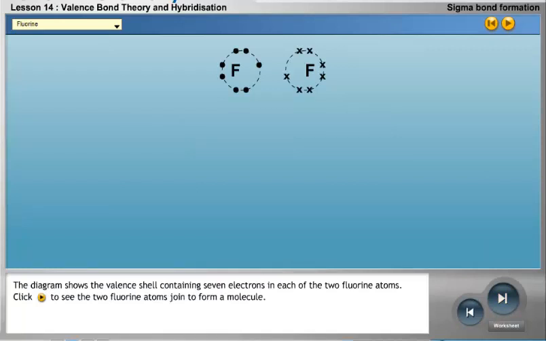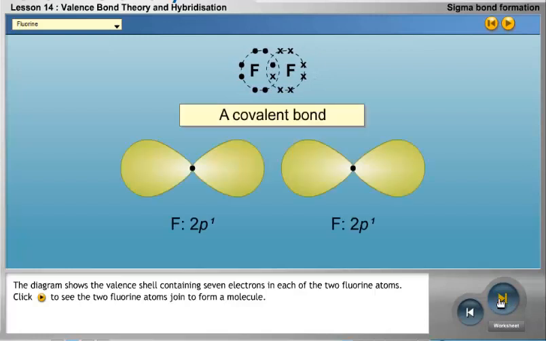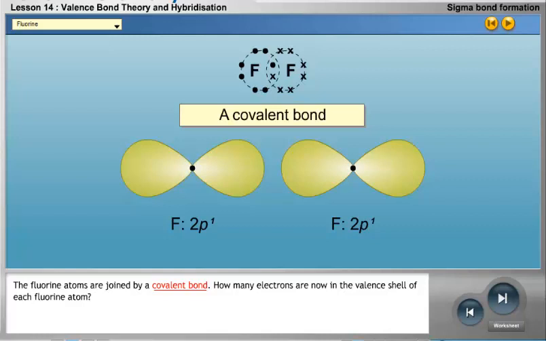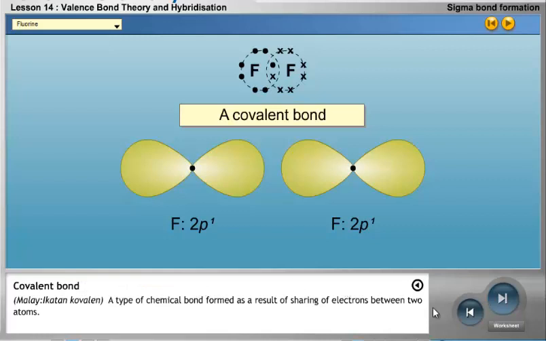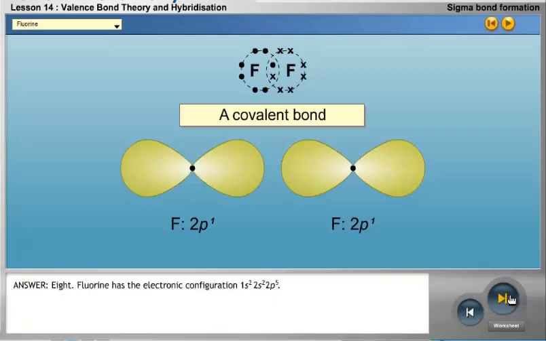The diagram shows the valence shell containing 7 electrons in each of the two fluorine atoms. Click the forward button to see the two fluorine atoms join to form a molecule. The fluorine atoms are joined by a covalent bond. How many electrons are now in the valence shell of each fluorine atom? Answer: 8. Fluorine has the electronic configuration 1s2, 2s2, 2p5.